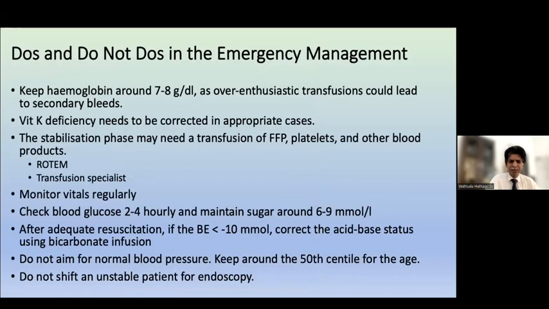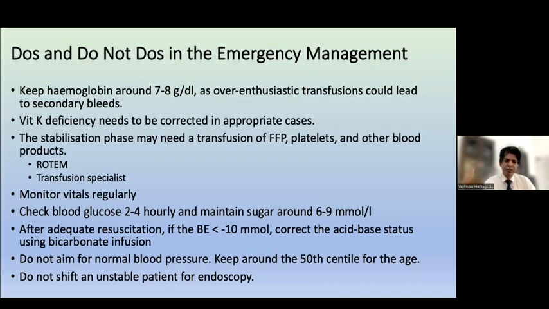So this is what I was talking about. Keep hemoglobin around 7 to 8 grams per deciliter, as over-enthusiastic transfusion could lead to secondary bleeds. When you give too much blood, the varices will refill and start bleeding again. You need to correct vitamin K deficiency if there is liver disease, and the stabilization phase may need transfusion of, as I said, FFPs, platelets and other blood products. You need to be guided by transfusion specialists.